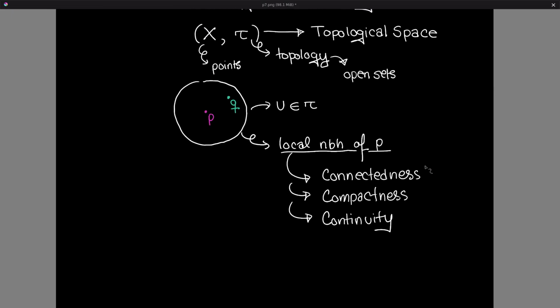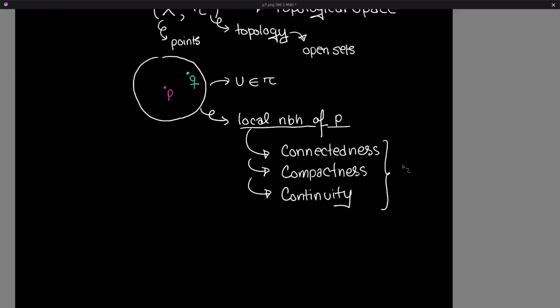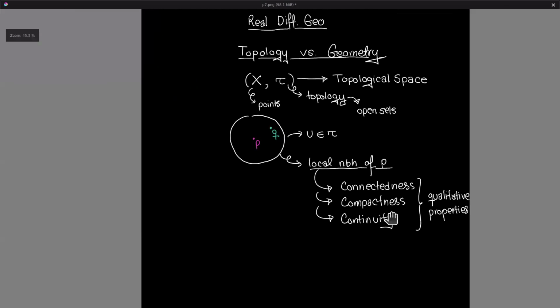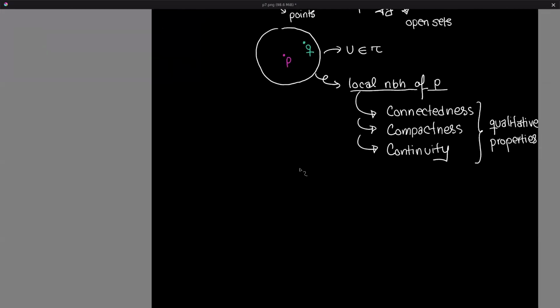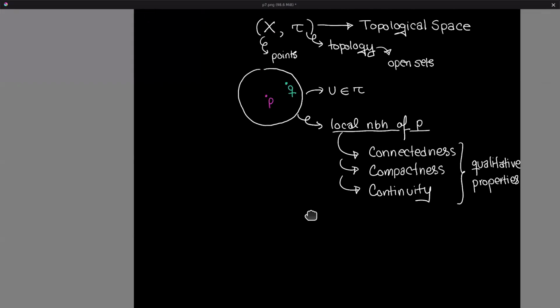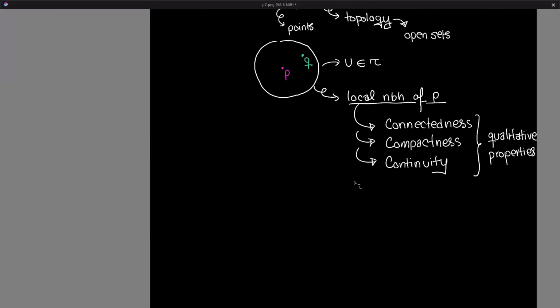And so without getting too much into the details of this, because that's not the point of the course, I just wanted to point out that these are all qualitative properties. So when we go from a set to a topological space, all of the properties that the topology can see are these qualitative properties about the space.